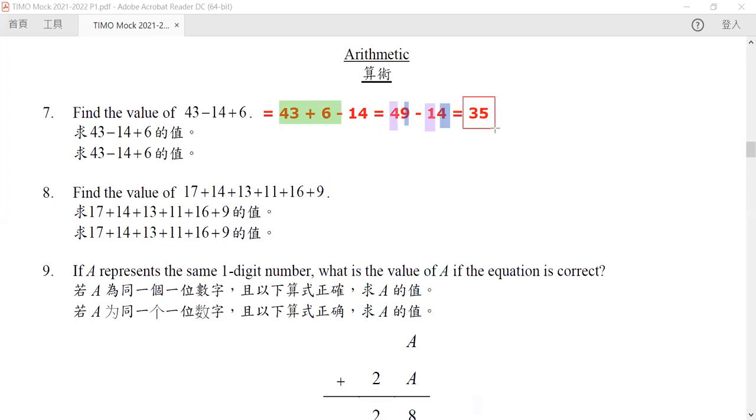you can, if you wish, try to do it from left to right, and there is no problem doing this. But if you try to do it following the same order as our question, you will face something like this. So it will be 33 minus 14 plus 6. And for 43 minus 14, the answer will be 29. 29 plus 6, and again, you will get 35.